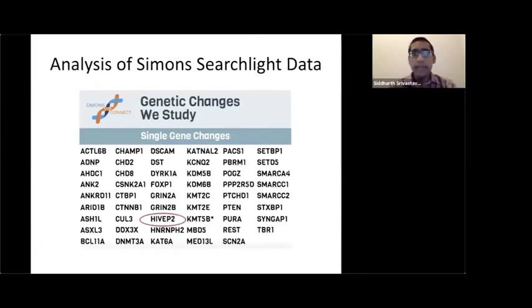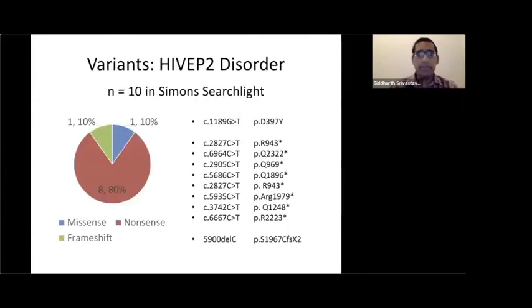I've started analyzing some data from the Simons Searchlight initiative. There are 10 participants with HIVEP2 disorder with data that I analyzed. In terms of the different types of variants represented by these 10 participants, 8 had nonsense variants, 1 had a missense variant, and 1 had a frameshift variant or misspelling.